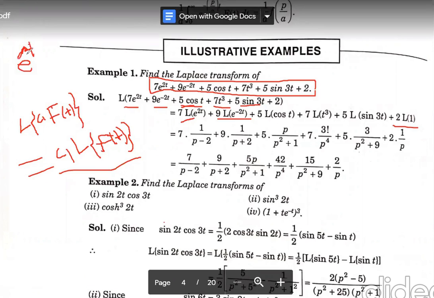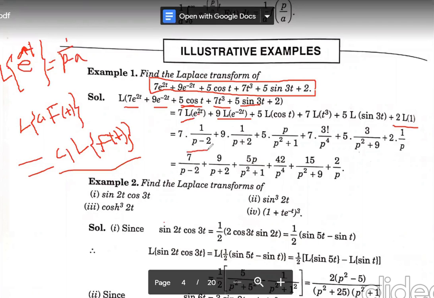1 by p minus what? The Laplace transform of e to the power at, the formula you have already got. So Laplace transform of e to the power at is what? 1 by p minus what? P minus a. So what is a here? A here it is 2. So that is 1 by p minus 2.